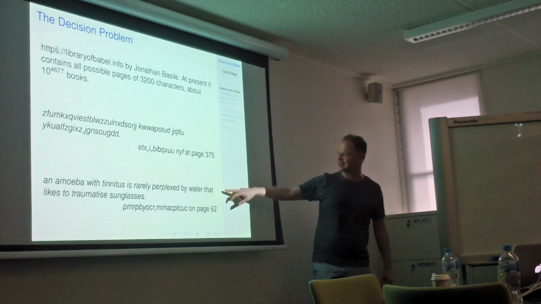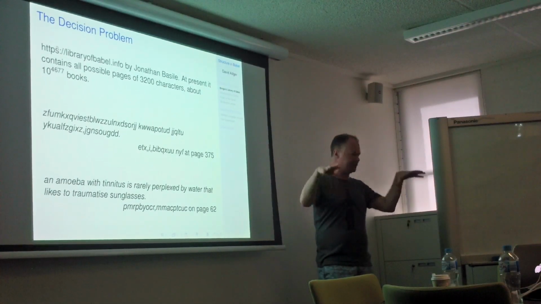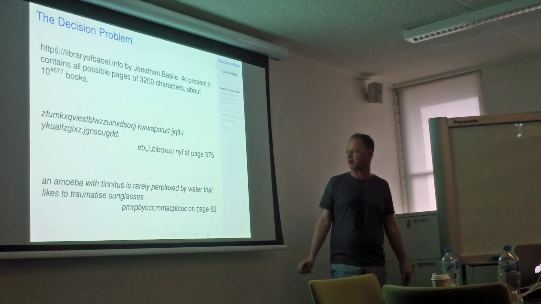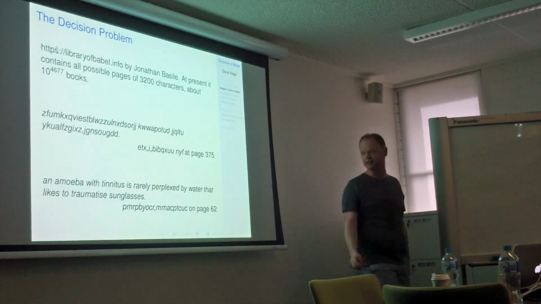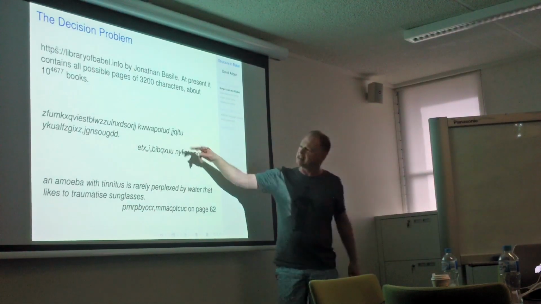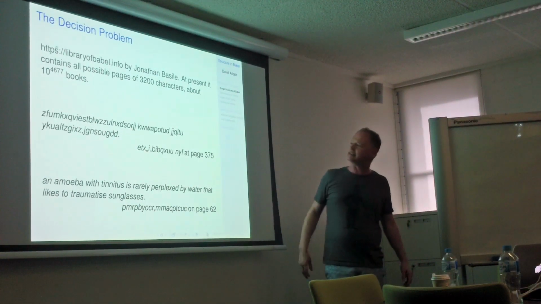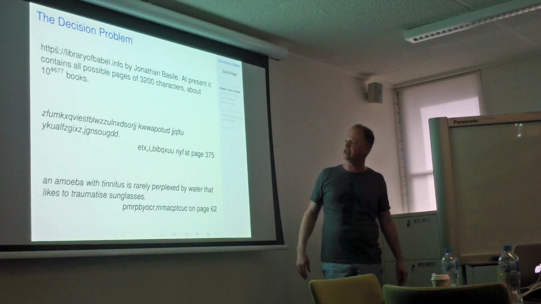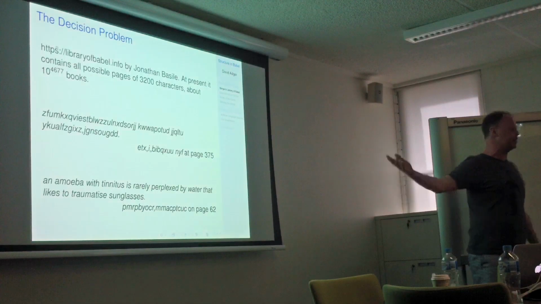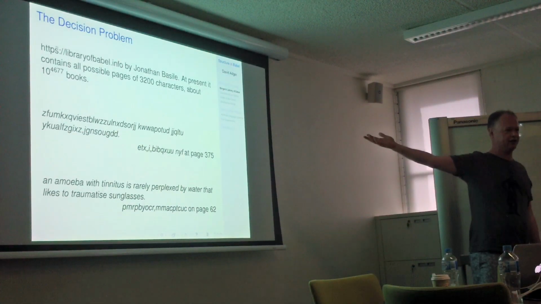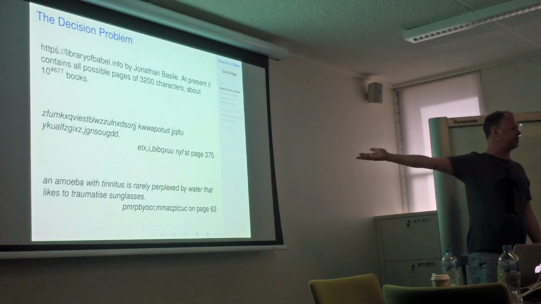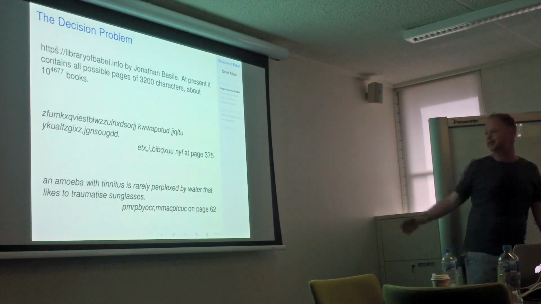They're all there. He's generated them and they're all there, right? So this one says, an amoeba with tinnitus is rarely perplexed by water that likes to traumatize sunglasses. And this one is, I give up. So it's fairly clear that one of these is not a sentence of English, the top one. And the other one, it's a weird thing to say, but it's a perfectly reasonable sentence of English.